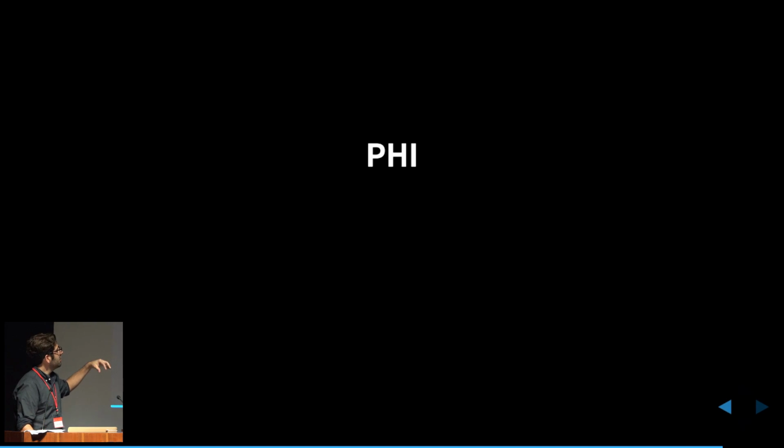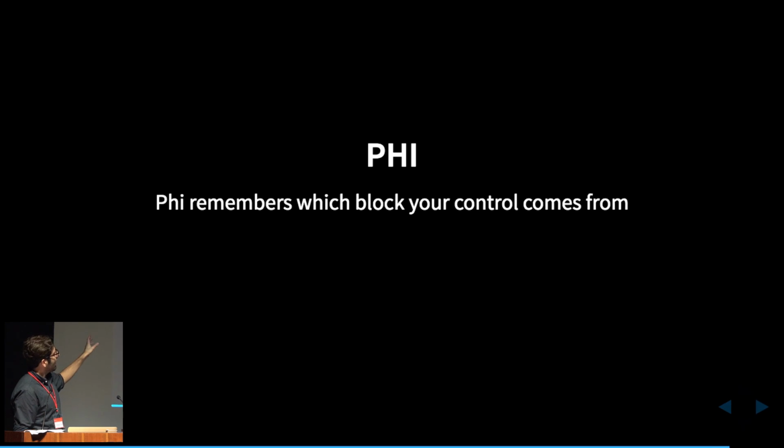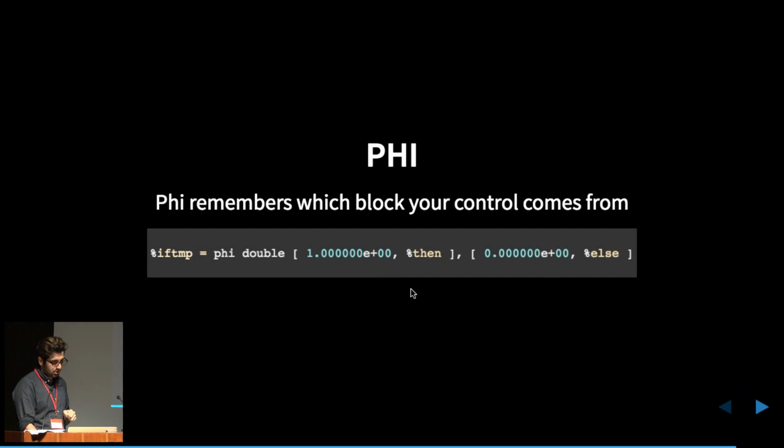So the way we implement ifs is using this phi instruction. And what a phi does is it will remember which block the control came from. So in this case, if I jumped to this instruction from this label, then I will have this value inside here. If I jumped to this instruction from this label, I will have this value inside here. So it's quite simple, right? We'll set the value inside this register to whichever label you actually came from. So this allows you to do pretty complex control flow mechanisms.